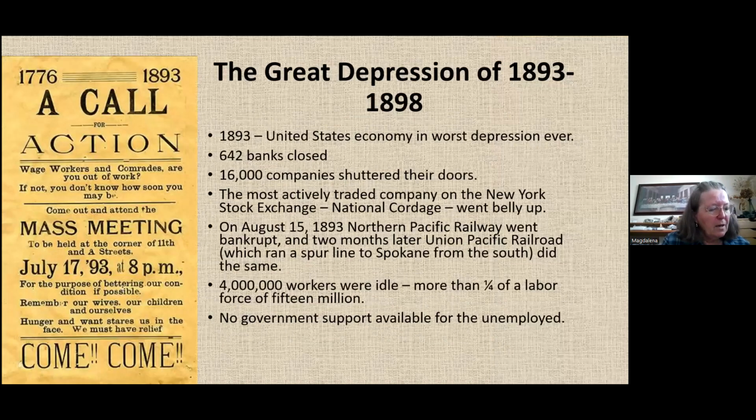So in 1893, the Great Depression hit. The United States economy was in the worst depression ever. 642 banks closed, 16,000 companies shuttered their doors. The most actively traded company on the New York Stock Exchange, the National Cordage Company, went belly up. On August 15, 1893, Northern Pacific Railroad went bankrupt. Two months later, the Union Pacific Railroad did the same.